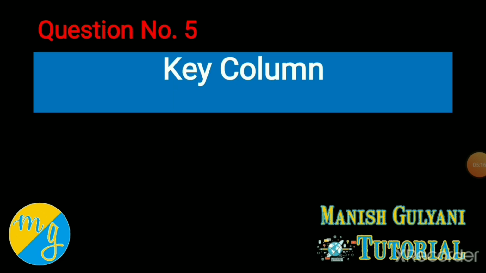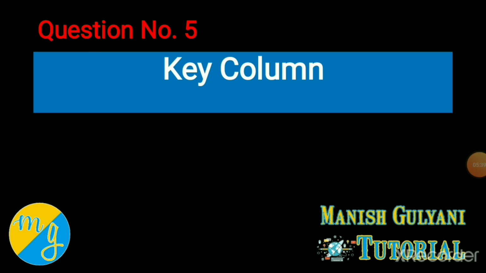Now the next concept is key column. This term you have heard in the linear programming chapter. Remember, there are mainly two methods of linear programming. One is the graphic method, the second one is the simplex method. Under the simplex method, you have to identify which column is your key column and which row is your key row. Now, what is key column?